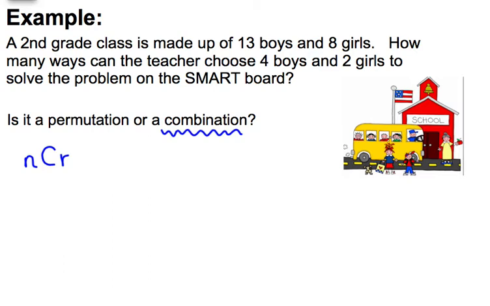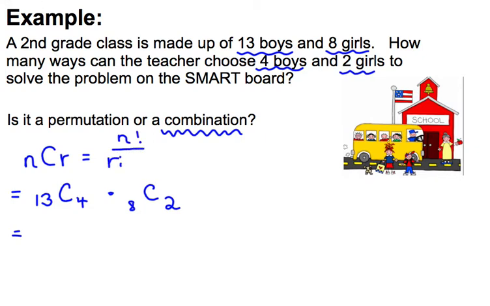So we first need to figure out how many different combinations of boys. There are a total of 13 boys, combination, and we're going to choose 4. Now we need to figure out the girls. There are 8 girls, and we're going to choose 2. So 8 combination 2. We need to figure out these totals. Again, we have that formula we've used already: n factorial over r factorial times n minus r factorial. We're going to use the graphing calculator to figure out what these two values are and then multiply them together.